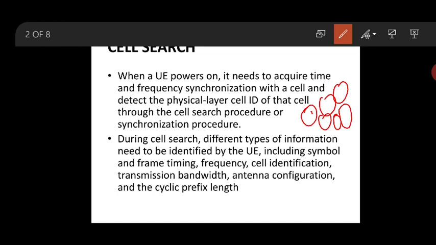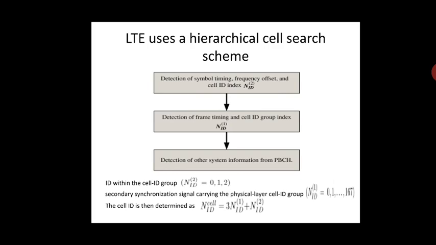That is, frame timing, frequency, and cell identification. As I said, the ID of the cell, the number belonging to each cell. Transmission bandwidth, that is, what bandwidth frequency is allocated, the configured antenna, and the cyclic prefix length. As we know, we are working with orthogonal frequency division multiplexing, so the cyclic prefix is required to do the operations.